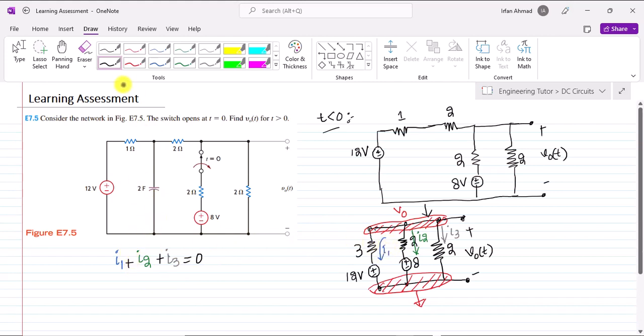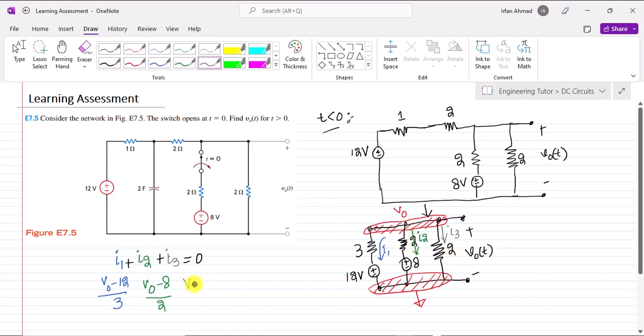So now analyzing this circuit and writing the expression for each one here. I1 is basically V0 minus 12 divided by 3. Similarly, what is the value of this I2? That is V0 minus 0 minus 8 divided by 2. So that would be V0 minus 8 divided by 2, and the value of I3 here is V0 minus 0 divided by 2.